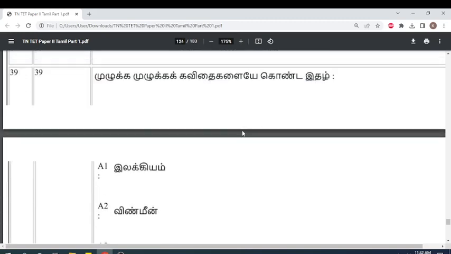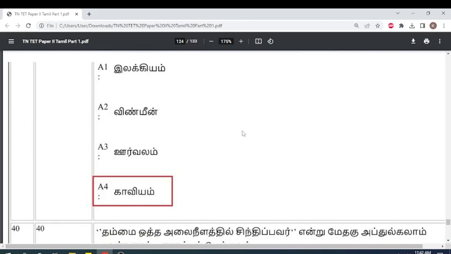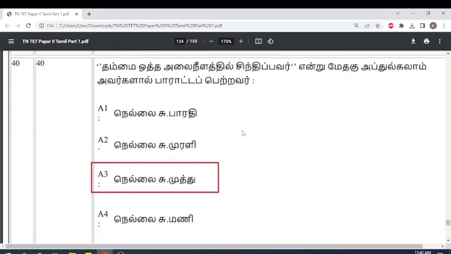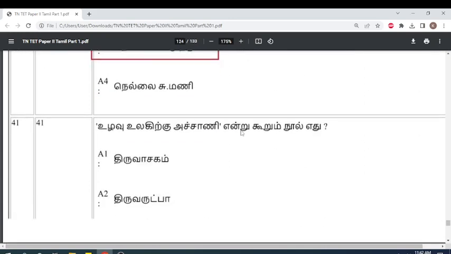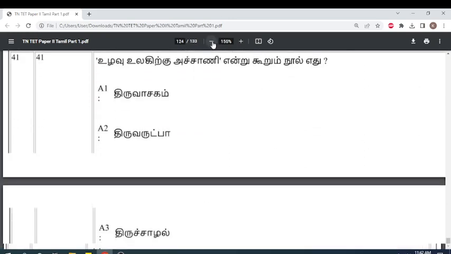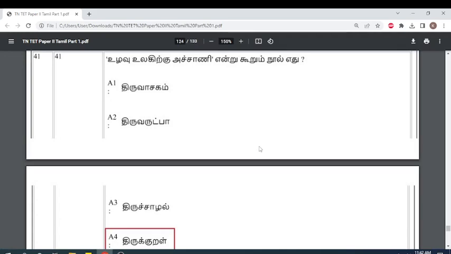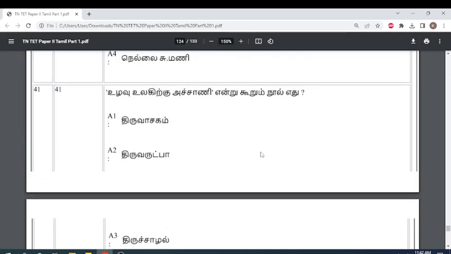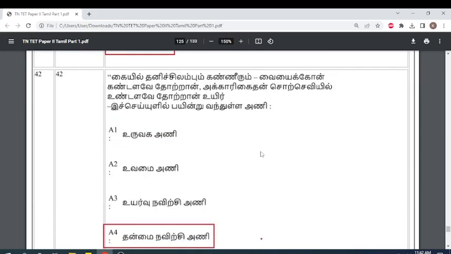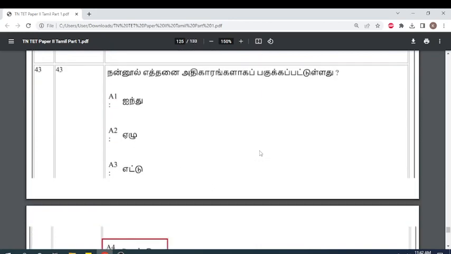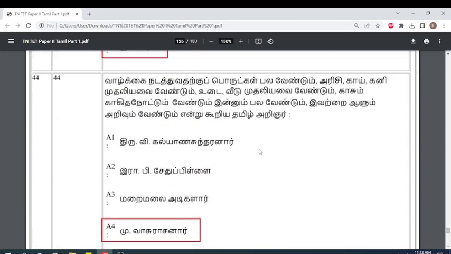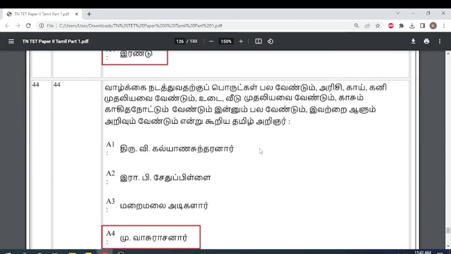39 question or answer A4. 40 question or answer A3. 41 question or answer A4. 42 question or answer A4. 43 question or answer A4. 44 question or answer A4.